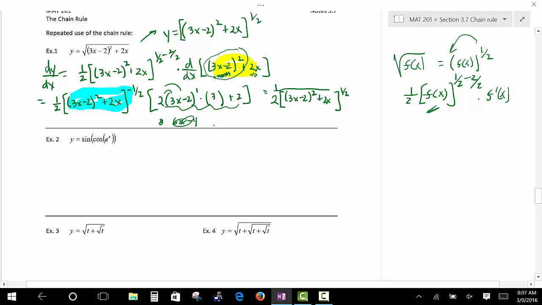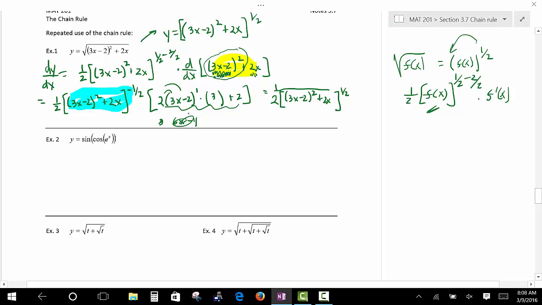Shouldn't there be an x next to the 2, or am I wrong? Oh, this right here where the 3 is? Yeah. No, that's because what I did was I did the chain rule. I did the derivative of what's inside. So the derivative of what's inside is 3. It's the number in front of x, okay?